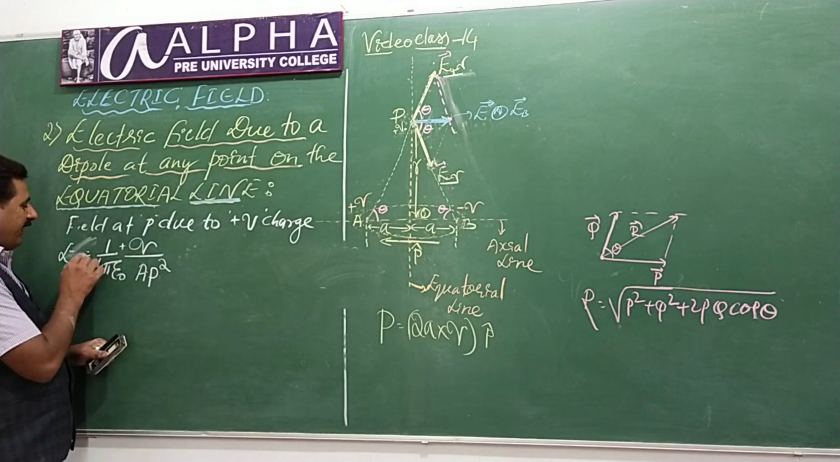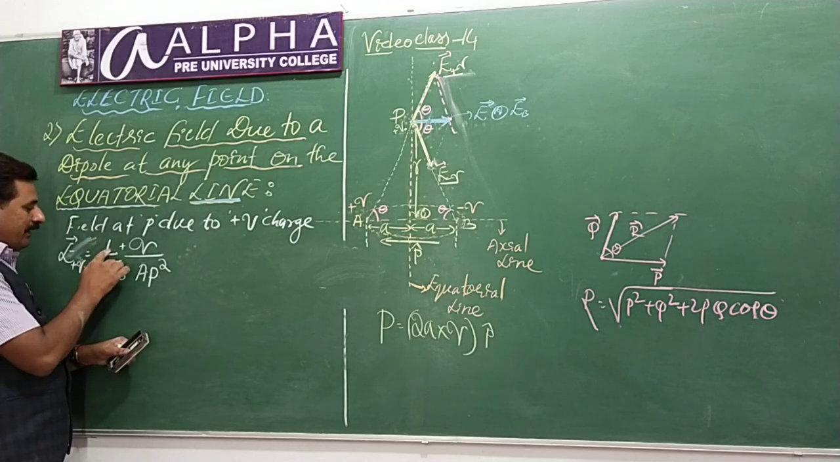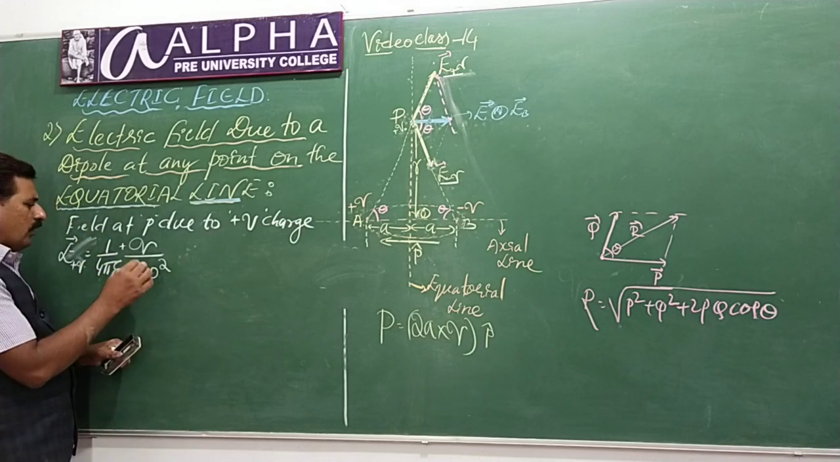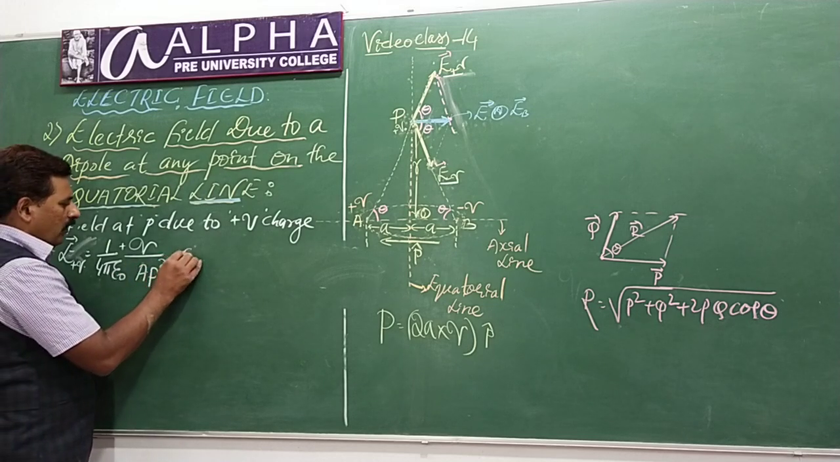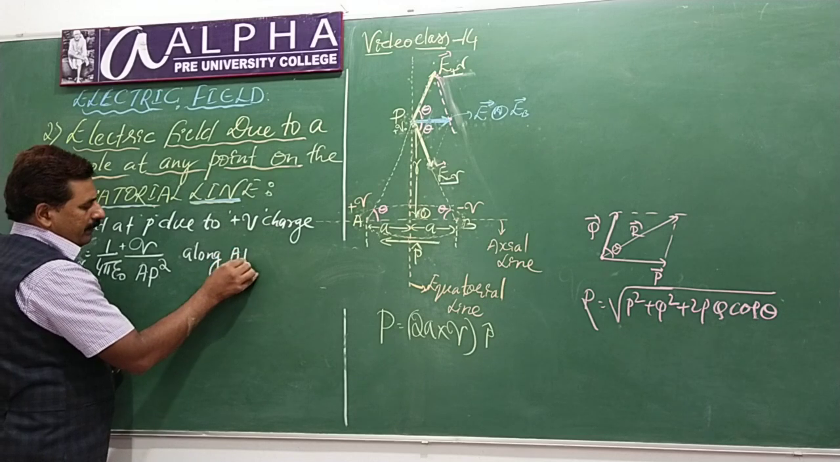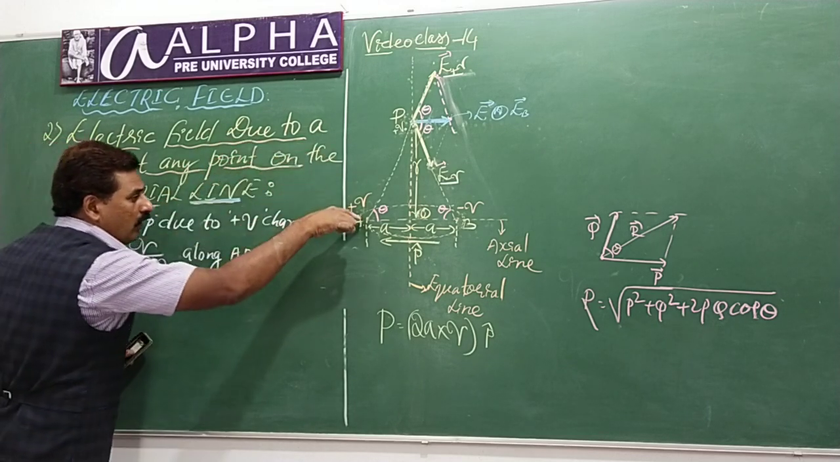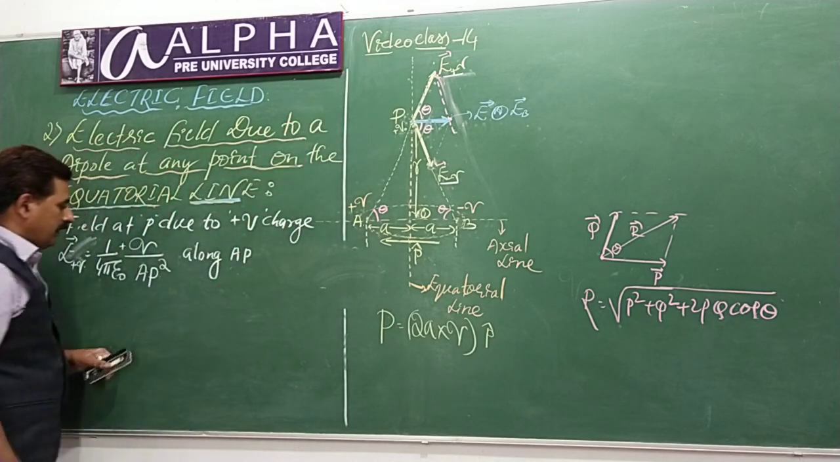Now, if I write an arrow in notes, only magnitude has been written. You can write direction also, no problem. You can write direction along AP. Very important. Along AP. I show the direction there in the diagram. Along A to P extended.